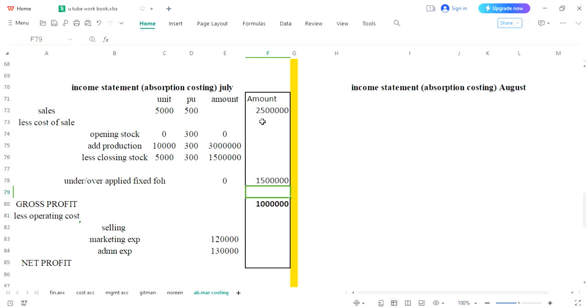And how did we calculate it? By subtracting total cost from sales. Here it's better to write over here, and you will call it total, we will write over here total cost.